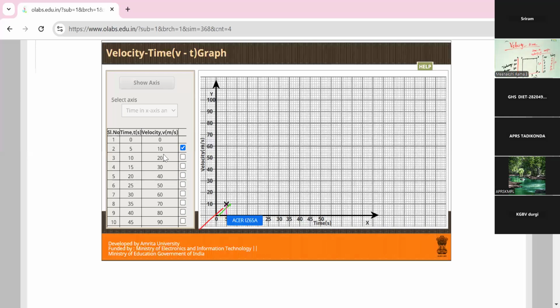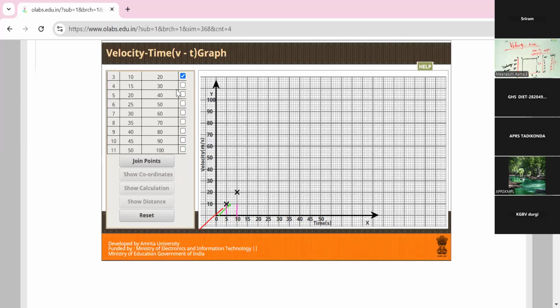In the first 5 seconds he crossed 10 meters. In the next 5 seconds he crossed 20 meters, and at the 15th second he crossed 30, and then at the 20th second, sorry, 40 meters, and then at 25 seconds, 50 meters. Okay, you want to join the points. Next one.